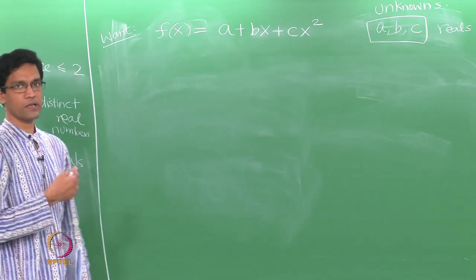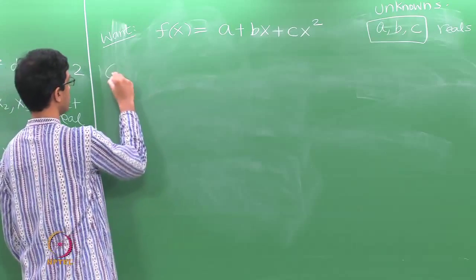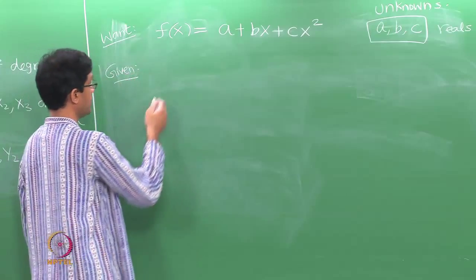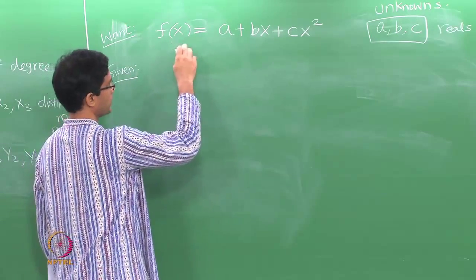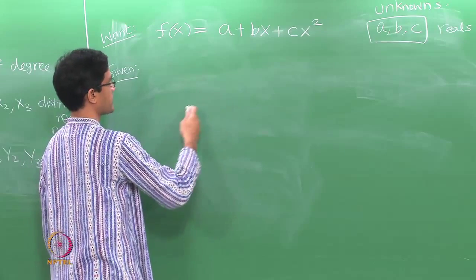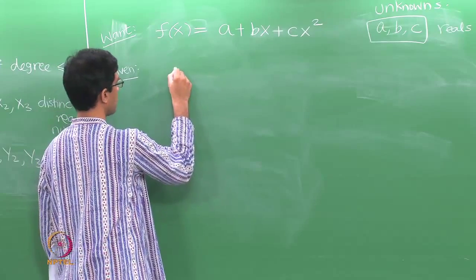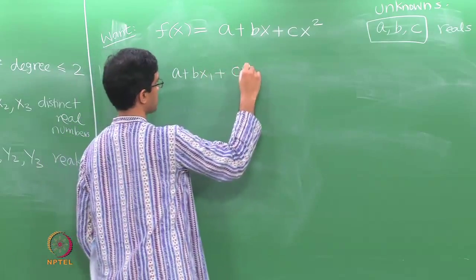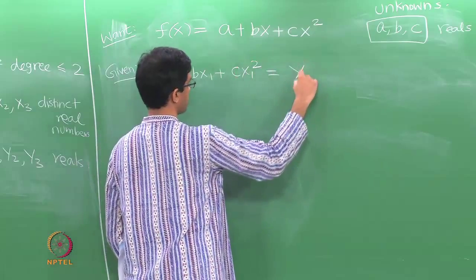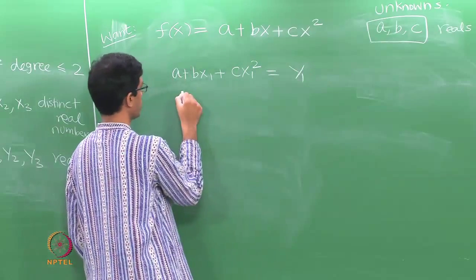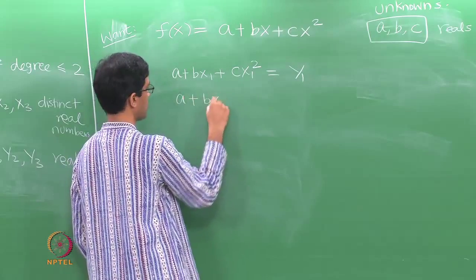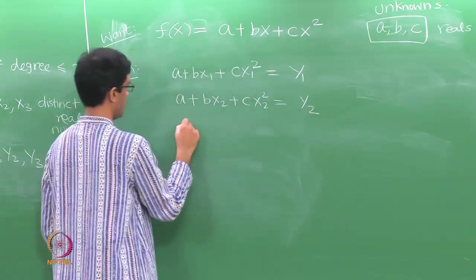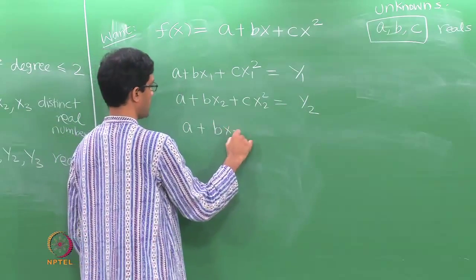And what are we given? We are given three conditions, right? So we want to find a, b, c given the three conditions that f of x1 is y1, f of x2 is y2 and f of x3 is y3. So we'll write those three conditions down. When you substitute x1, this polynomial becomes a plus bx1 plus cx1 squared. That's given to be some number y1. So x's and y's are constants here. Similarly, a plus bx2 plus cx2 squared is given to be y2, and a plus bx3 plus cx3 squared is y3.